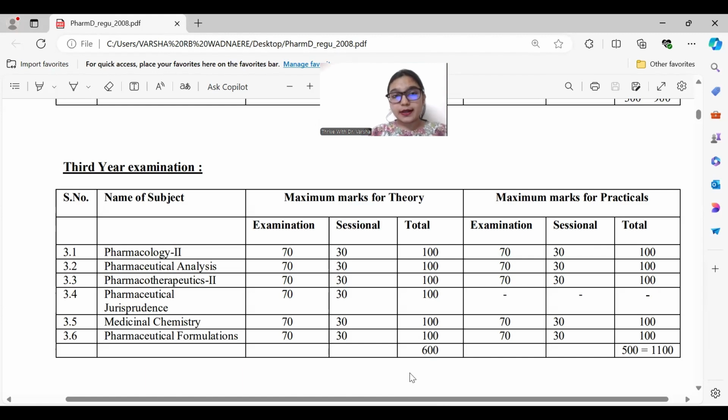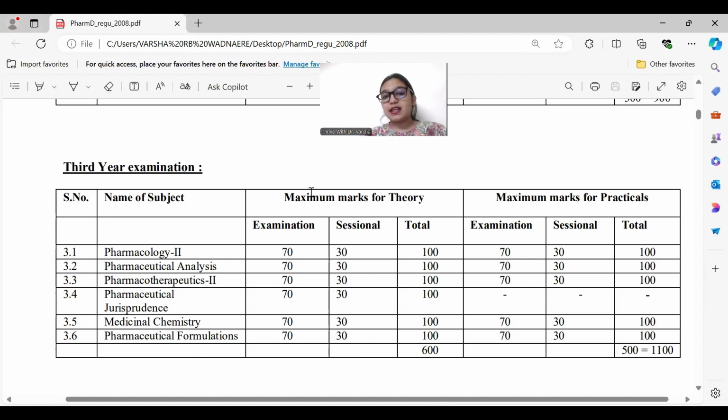Now this is the third year examination pattern. You will be having 6 subjects, and for your internal, that is the sessional exam, 30 marks will be there. 3 sessionals will be taken, and out of those 3 exams, your average will be taken and that will be submitted to your university.